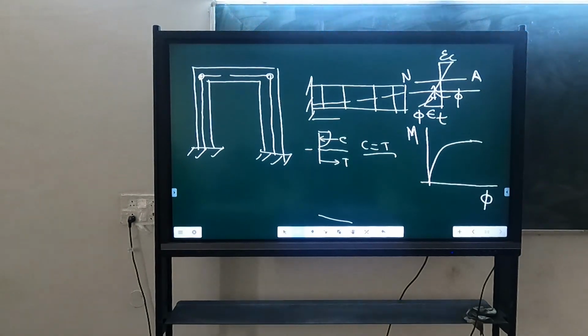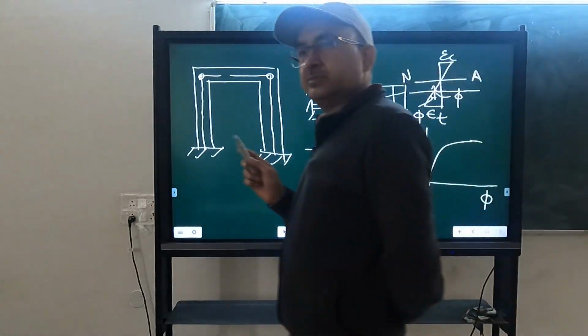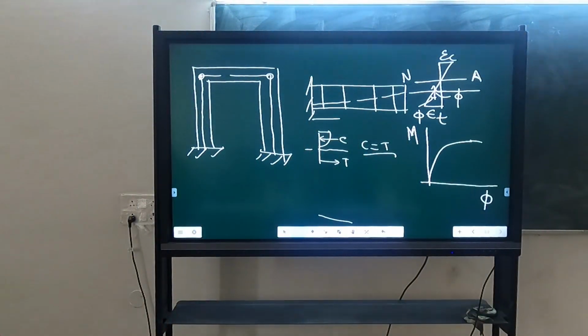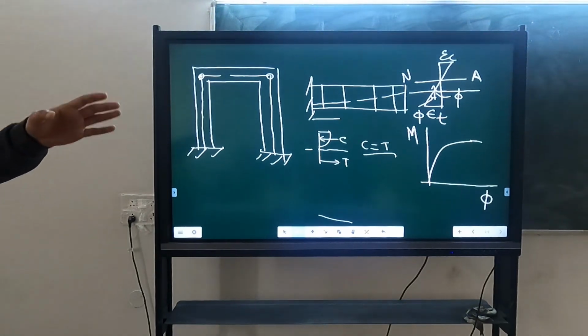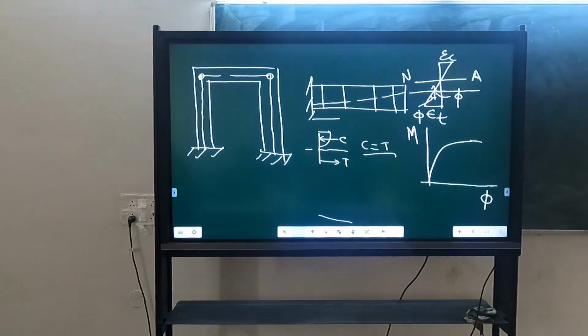What is the condition for strain distribution to be linear? Plane sections remain plane. In which type of structures will we have that? Slender structures. If I have a deep beam, then things will change, and the behavior cannot be represented by the M phi curve. We have to represent it differently. Shear also becomes important.